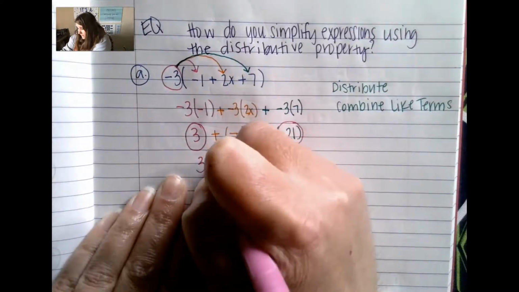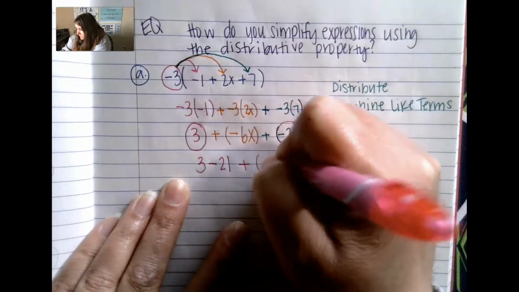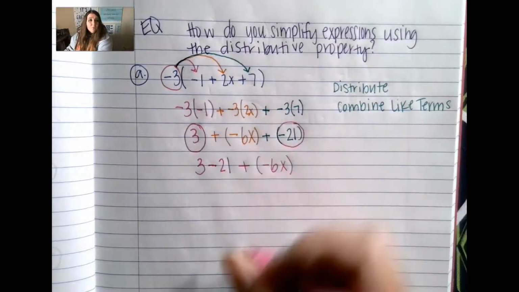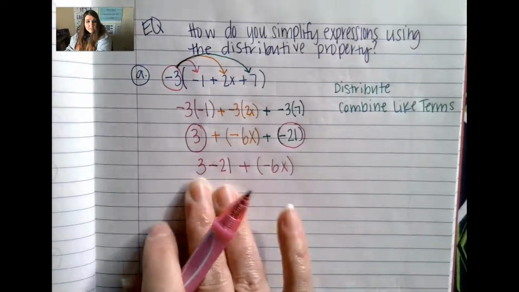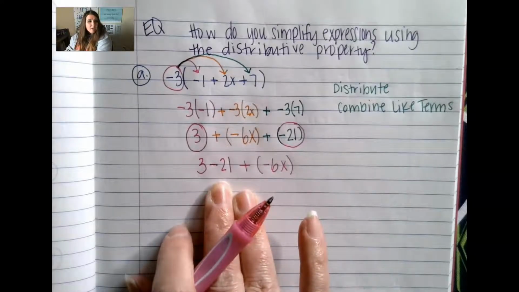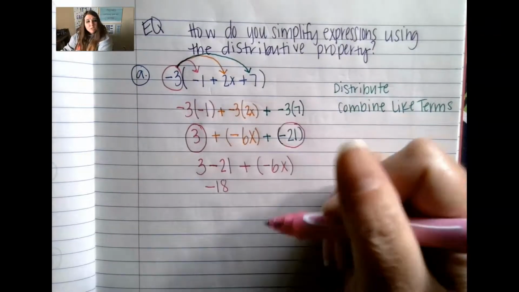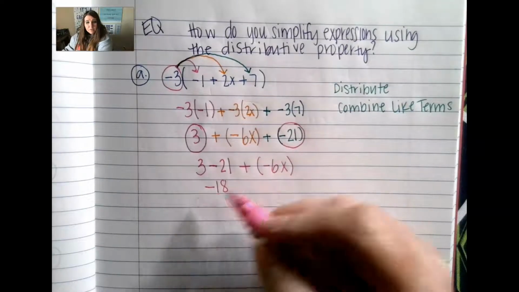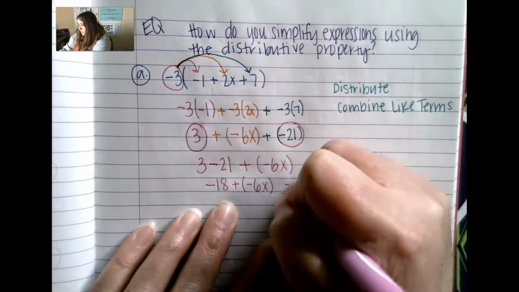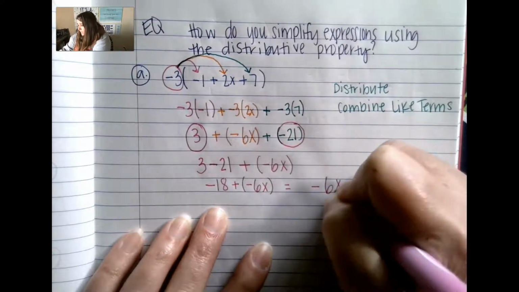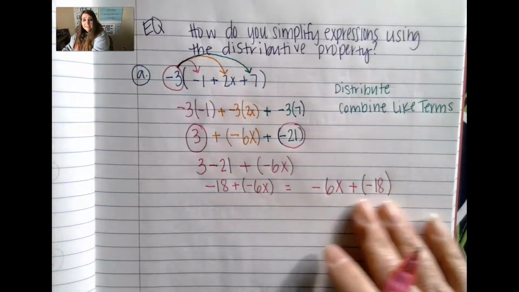So 3 minus 21 plus I have -6x. Okay, so when I do 3 and 21 and I subtract those, I get a -18. So this is -18. And now I just want to switch these around. x should come before this 18, so plus a -6x. So really my new problem is -6x plus a -18. Or you could say -6x minus 18.